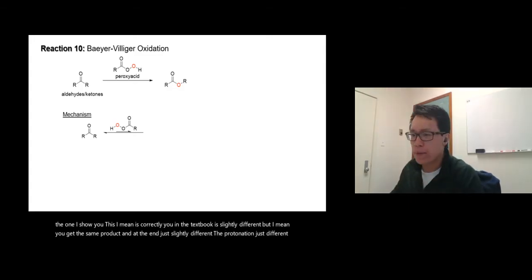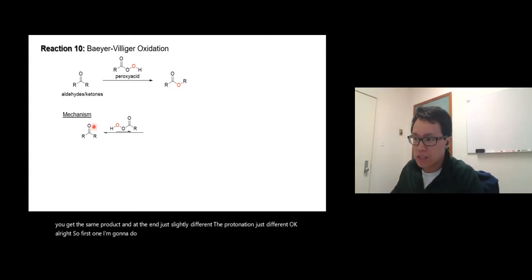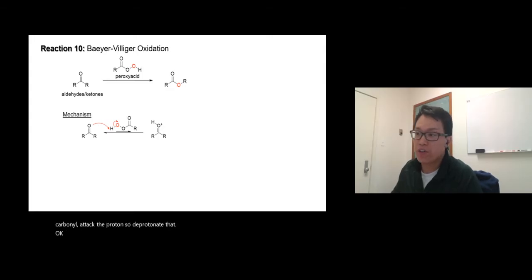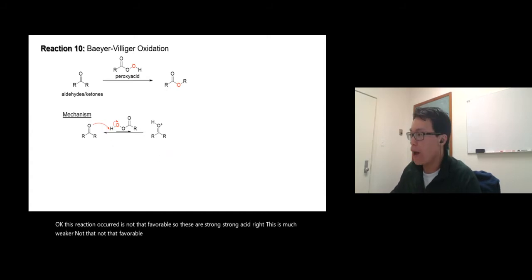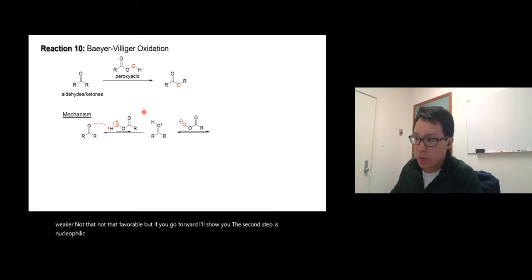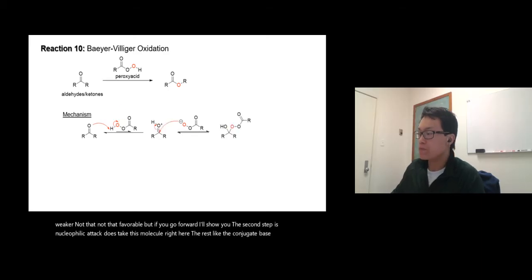So first, I'm going to take the oxygen of the aldehyde or ketone carbonyl and attack the proton, so deprotonate that. This reaction of course is not that favorable, since this is a strong acid and this is much weaker, but if you go forward I'll show you why. The second step is nucleophilic attack. The conjugate base attacks the carbonyl carbon.